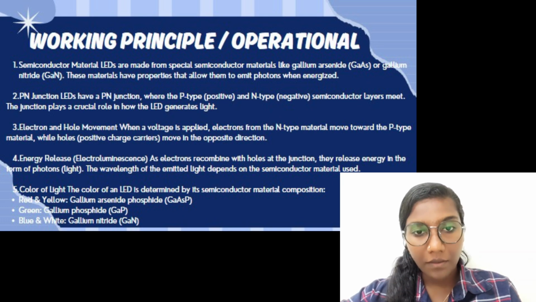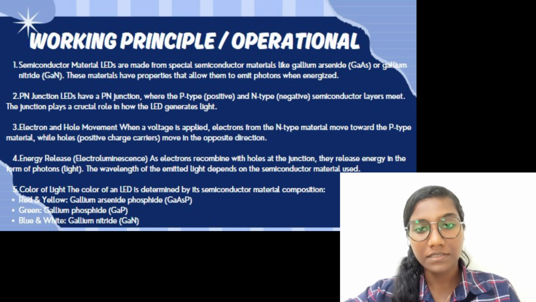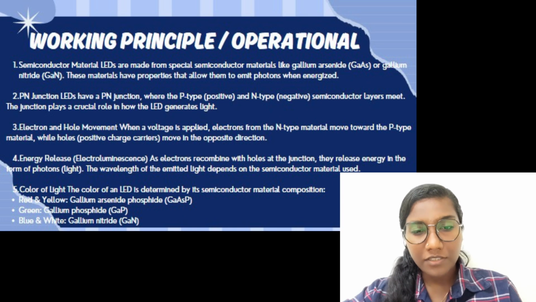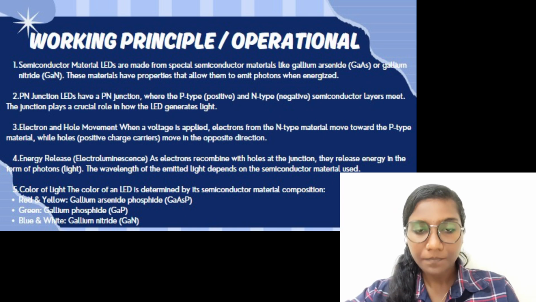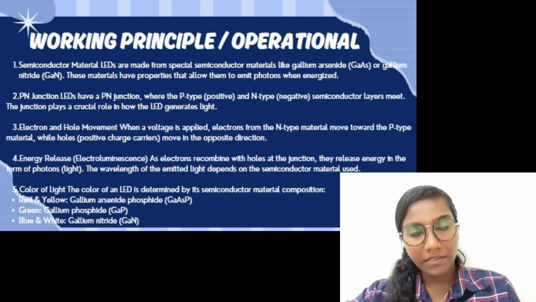Thirdly, electron and hole movement. When voltage is applied, electrons from the N type material move toward the P type material, where holes, the positive charge carriers, are located. And then energy release, which is called electroluminescence. As electrons recombine with holes at the junction, they release energy as photons, light. The emitted light's wavelength depends on the semiconductor materials.